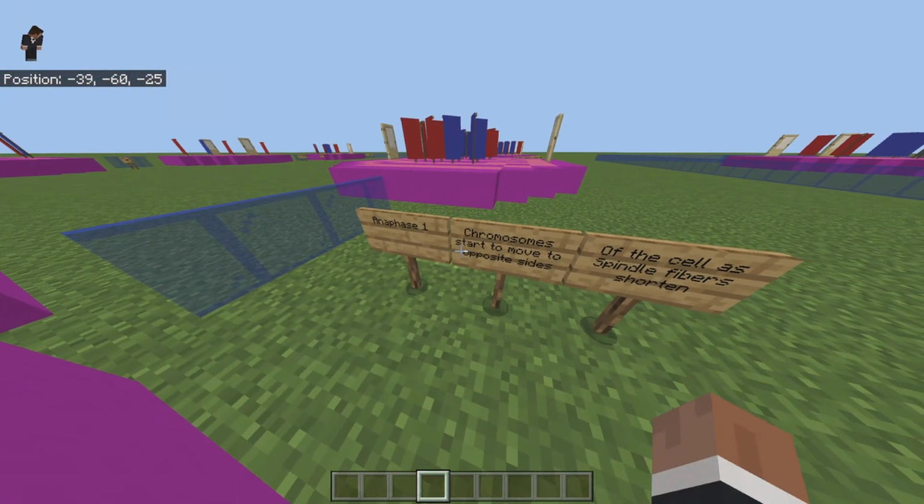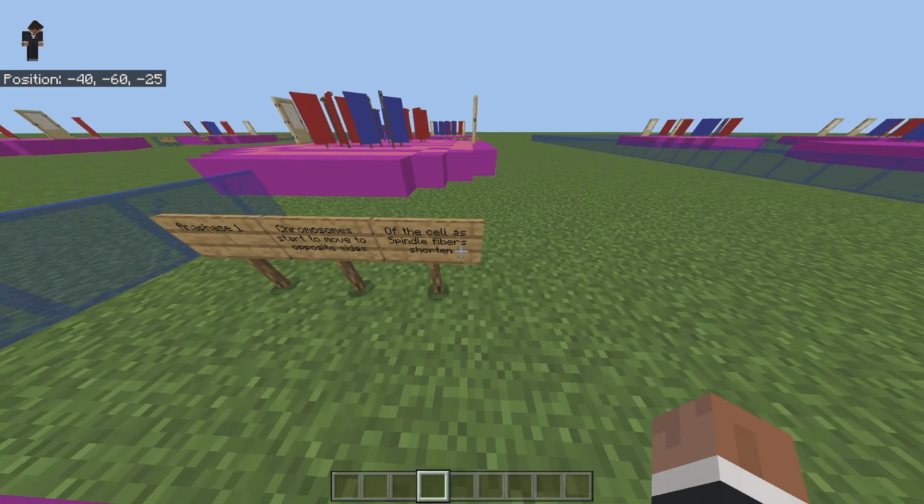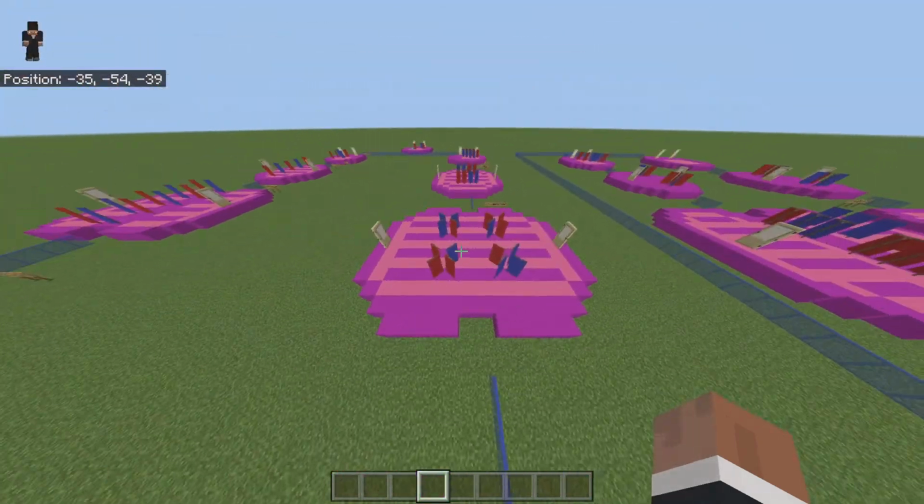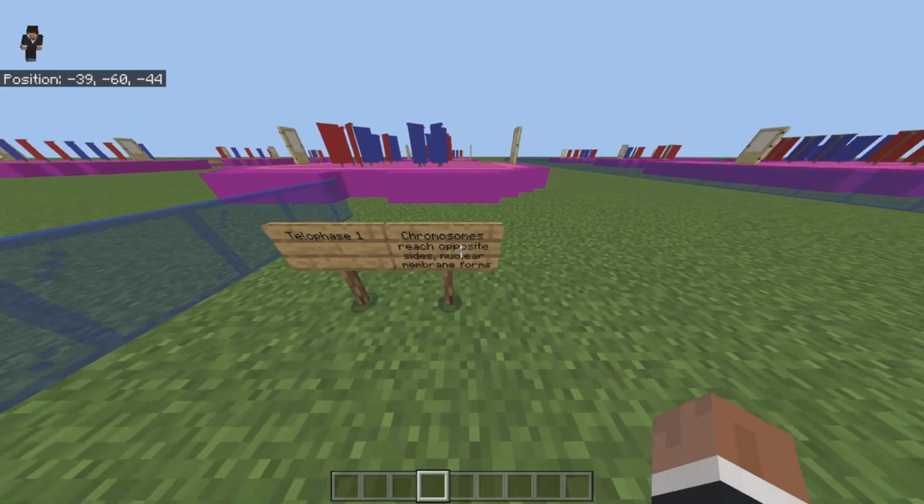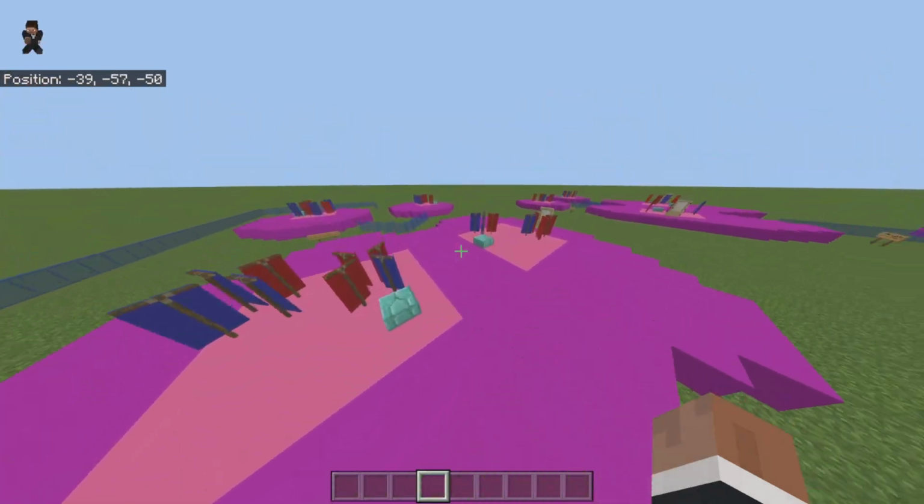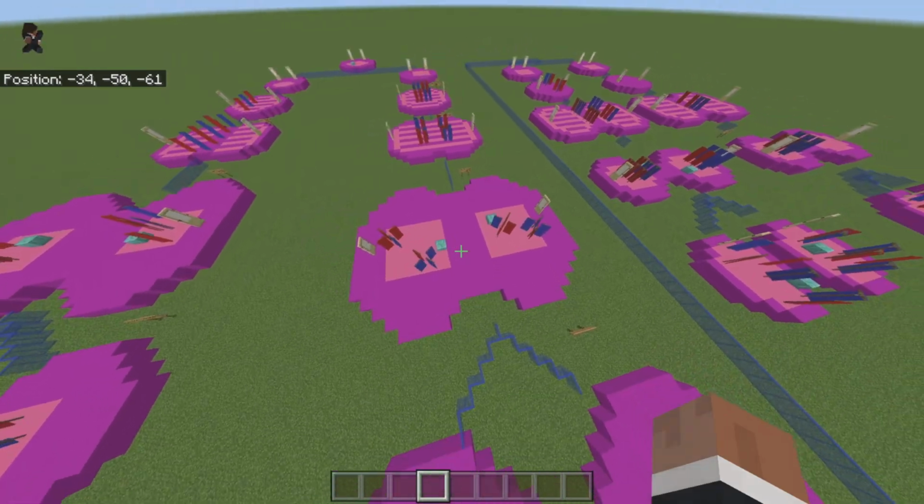Anaphase 1. Chromosomes start to move to opposite sides of the cell as spindle fibers shorten. So they're starting to move away from the middle. Telophase 1. Chromosomes reach opposite sides. Nuclear membrane forms. So here they're starting to break apart.